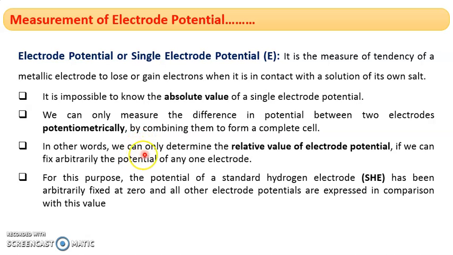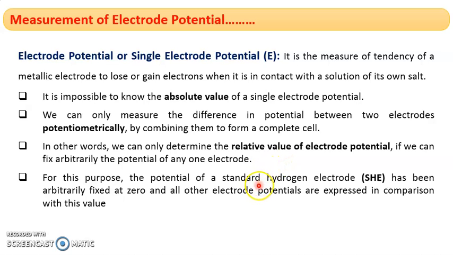Or in other words, we cannot find out the absolute value, we can only find out the relative value of electrode potential for a given electrode, and that too the other electrode, I mean the reference electrode potential, must be known to us. It must be either fixed at 0 or its value must be known. So in this way we can find out the electrode potential of a given electrode.